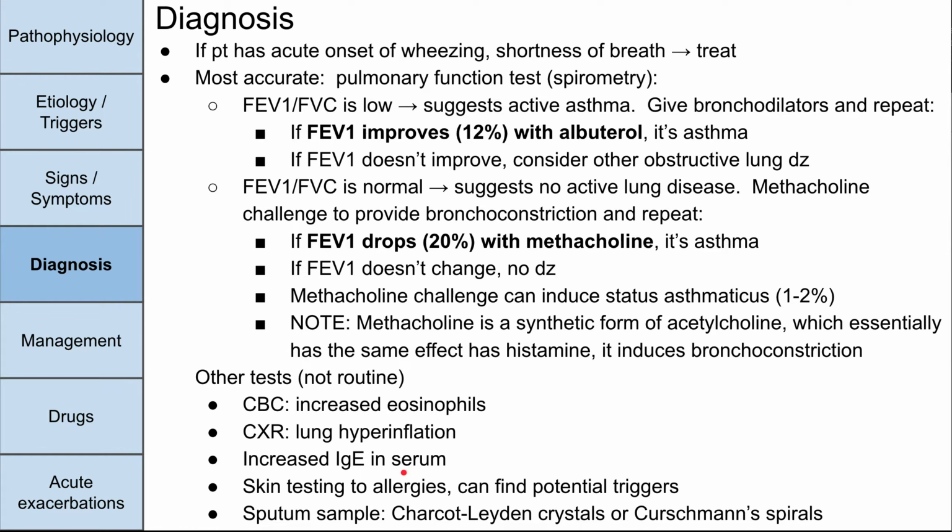You can also do skin testing for allergies, and that can help you find potential triggers. So this is when they take someone's back or arm and expose them to small amounts of several antigens and find out which ones the body reacts to. If you're actually culturing sputum samples or looking at things under the microscope, you might notice Charcot-Leyden crystals or Kirschmann spirals. This is really just a pathology finding. You wouldn't do this in the clinic to diagnose asthma, but these are characteristic of the disease.